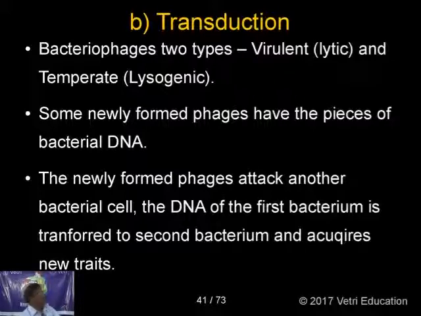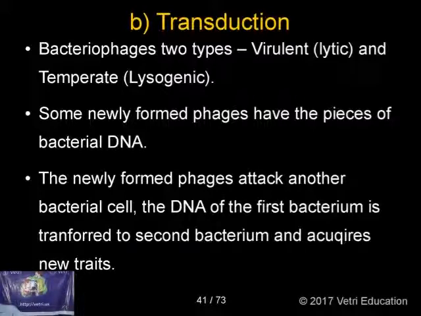It carries the genetic material of the previous bacterium to the next bacterium. That is one type. And the second one is the lysogenic. Here, the phage DNA incorporates with the DNA of the bacterium and a prophage is formed. And then after some time, their association breaks and lysis takes place.